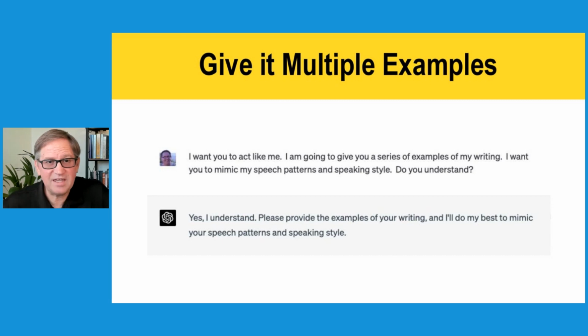So giving it multiple examples. Now, most people use ChatGPT like a search engine. They put in a question and it punches out an answer. That's fine. That's an okay way to use it. It's a super powerful search engine, but where it really gets powerful is when we can train it to act like certain things, specifically act like us.